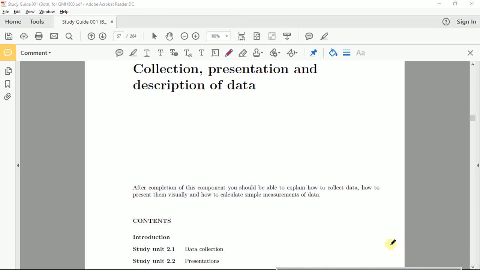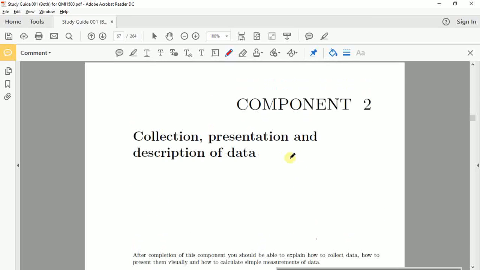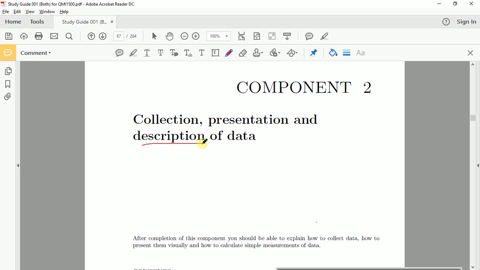Perfect. So now we've looked at chapter 1. Let's look at chapter 2. Component 2, collection and presentation of, description of data. Data tells you this is stats. So little things like mean, mode, median, those basic stuff.